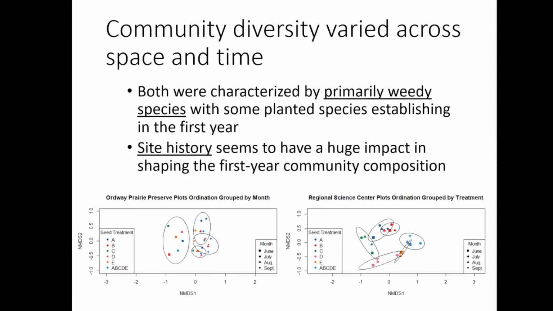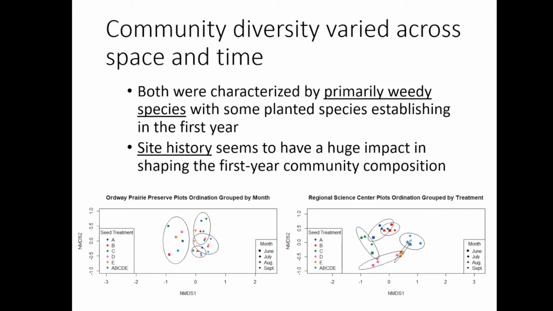So my basic takeaway from this work was that restoration plots sown with the same species at the same time in different mixes had similar yet different patterns of emergence within the first year. I'm saying that they're similar in that both communities in both regions were characterized by primarily woody species, with a small amount of our planted species establishing in the first year.